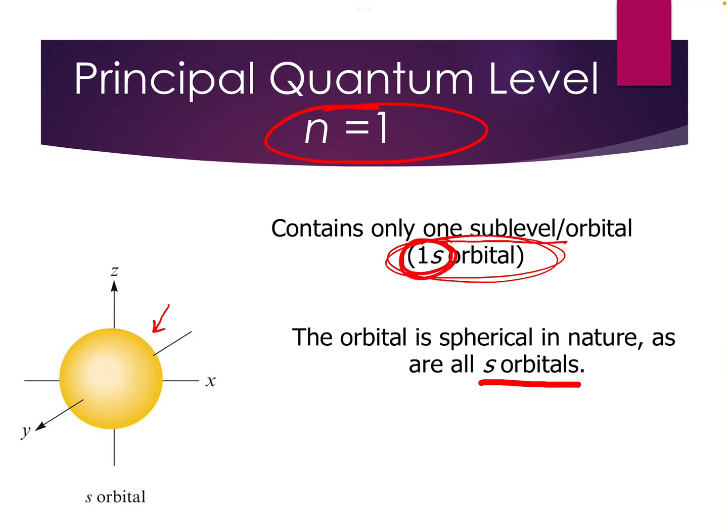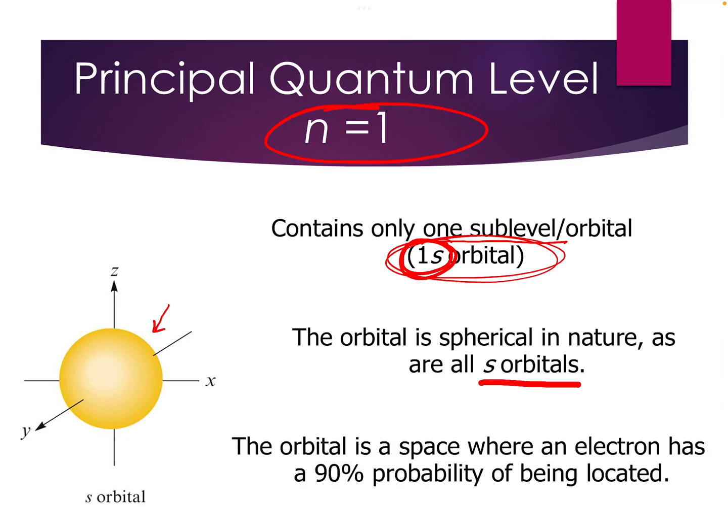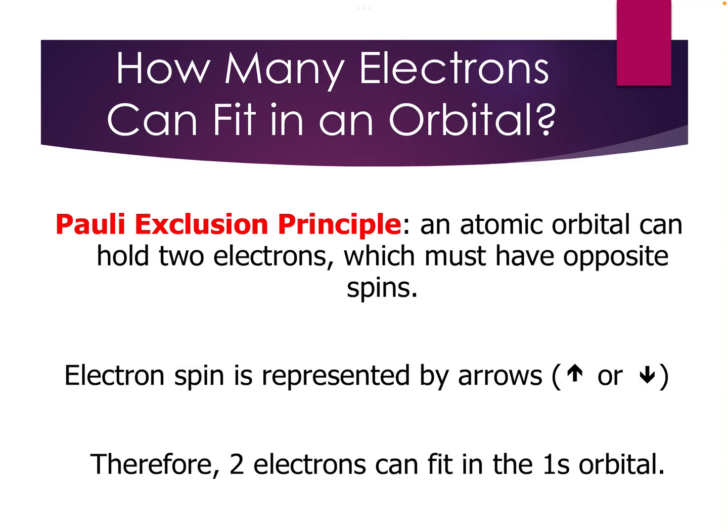If it's a 1s, that means it's close to the nucleus. If it's a 2s, that means it's a bigger ball, farther from the nucleus. 3s will be an even bigger ball, farther from the nucleus, okay? But they're all going to be spherical. They're all essentially going to be shaped like a ball. Okay, so in this s orbital, there's a 90% probability of that electron being in there. And again, for the level of this class, we're going to say it's in there for sure.